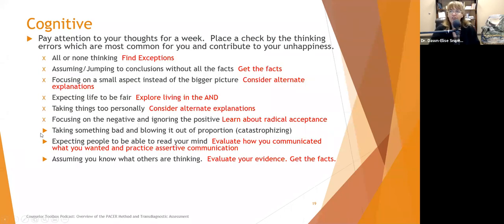Pay attention to your thoughts for a week. Place a check by the thinking errors that are most common for you and contribute to your unhappiness. For him, all or none thinking contributed. Everybody is against me. Everybody discriminates against white males. All of this all the time. So I'm hearing a lot of all or nothing thinking. Jumping to conclusions without getting all the facts.